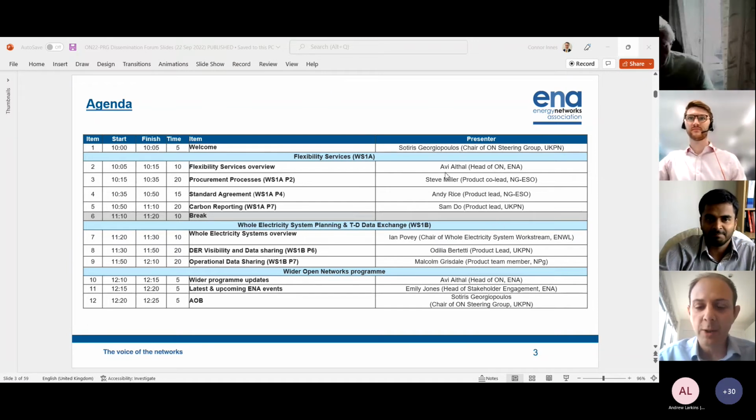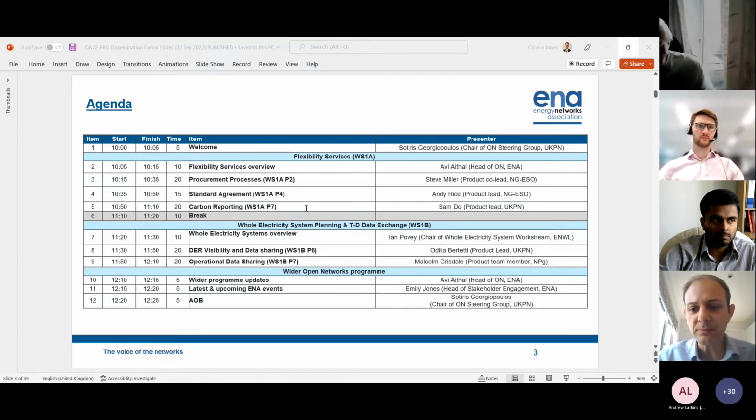So this is the Open Networks Dissemination Forum, and what this forum is meant to do is to give you a bite-sized view of some of the key developments, of the key products, what is being delivered, what's happening in the project across a number of areas, as you can see on the agenda on the slide in front of us, and an opportunity to ask questions.